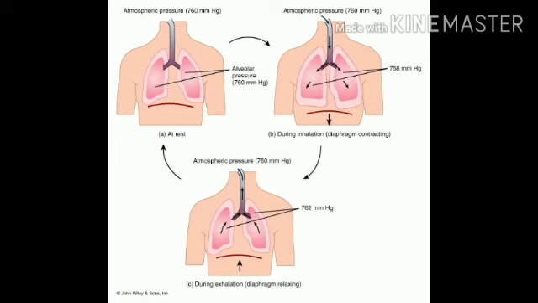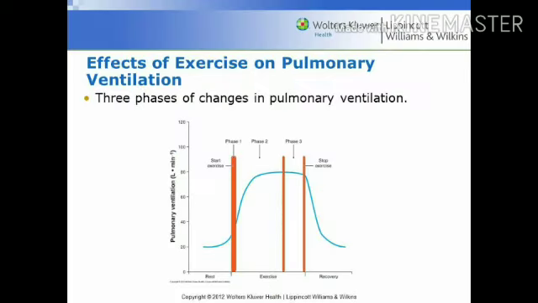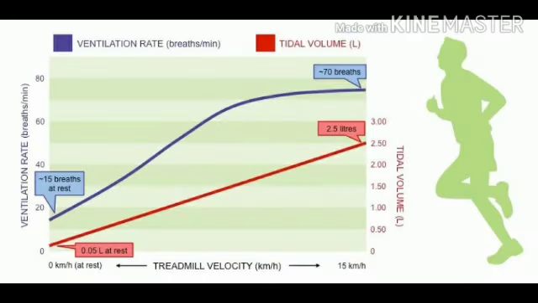In moderate exercise, respiratory rate increases to about 30 per minute and tidal volume increases to about 2000 ml. Thus, the pulmonary ventilation increases to about 60 liters per minute during moderate exercise. In severe muscular exercise, it rises still further up to 100 liters per minute.